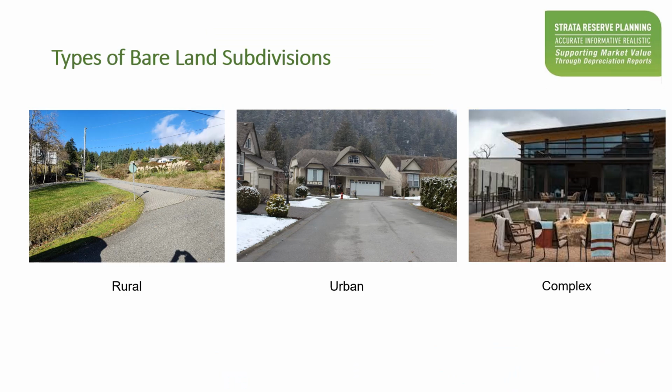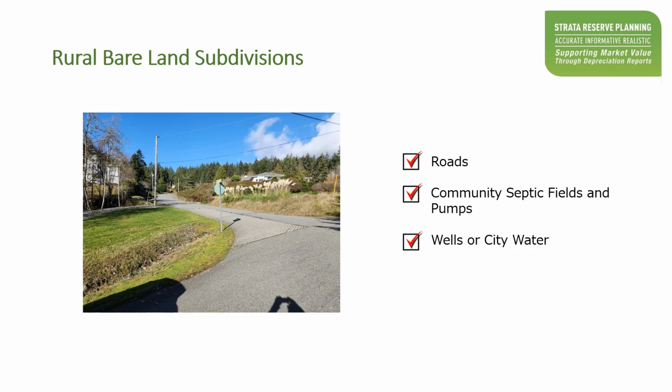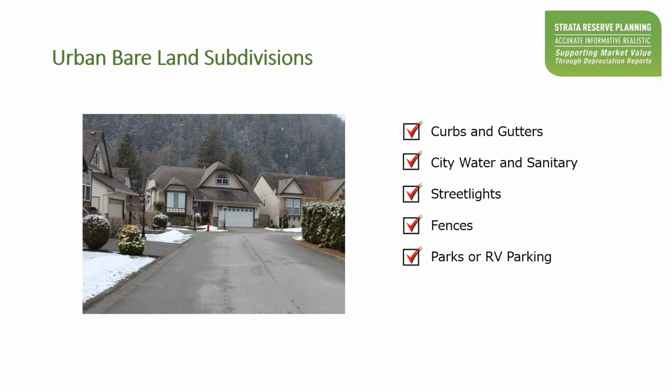Basically, there's three types of bare land subdivisions, what we would call rural, urban, and complex. The rural bare land subdivision components are roads, community septic fields and pumps, community water, wells, or city water. A more urban bare land subdivision typically has curbs and gutters, city water and sanitary servicing, street lights, fencing, parks, or RV parking.